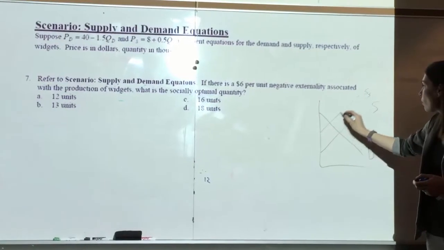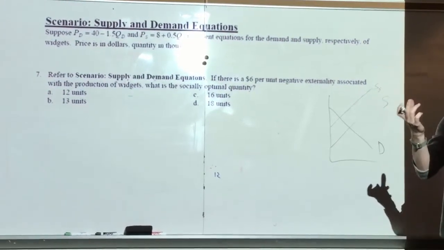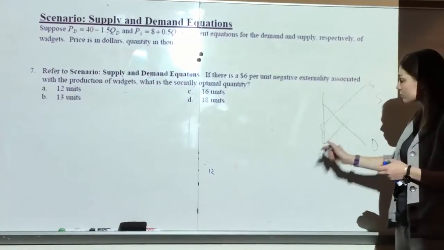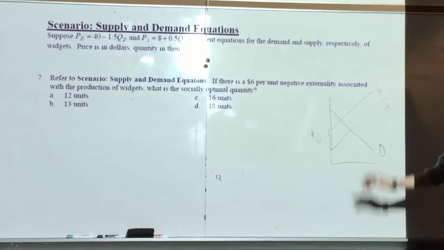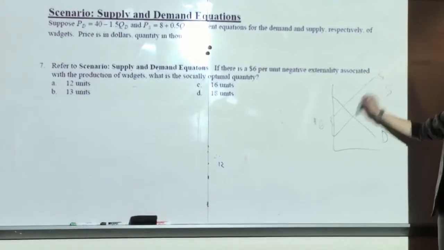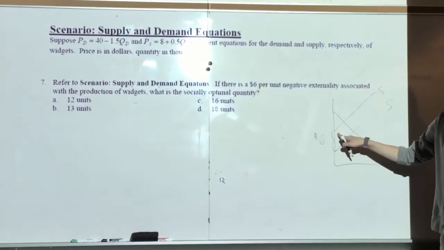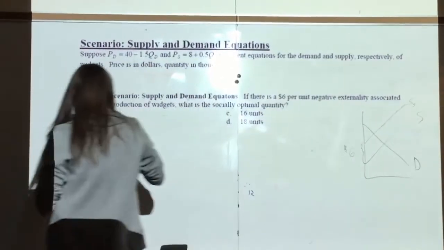It shifts higher by how much? By the amount of the externality, $6. So basically the vertical difference between those two is going to be $6. The social supply curve needs to have the same slope, but a $6 higher intercept. So let's make that here.